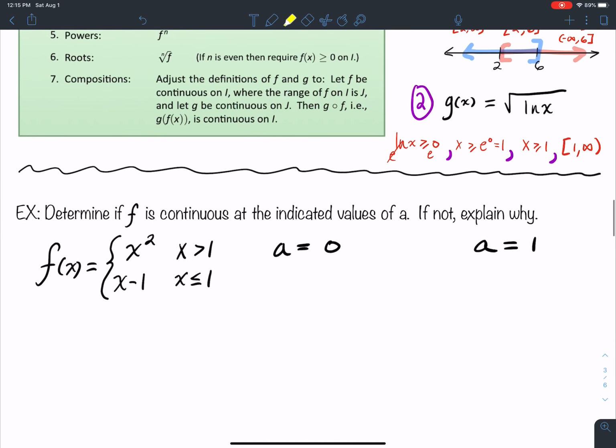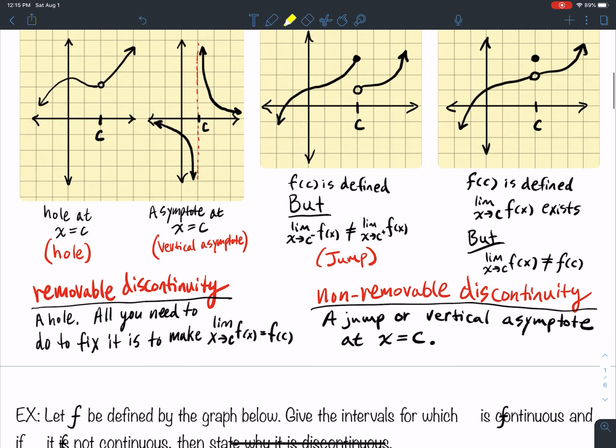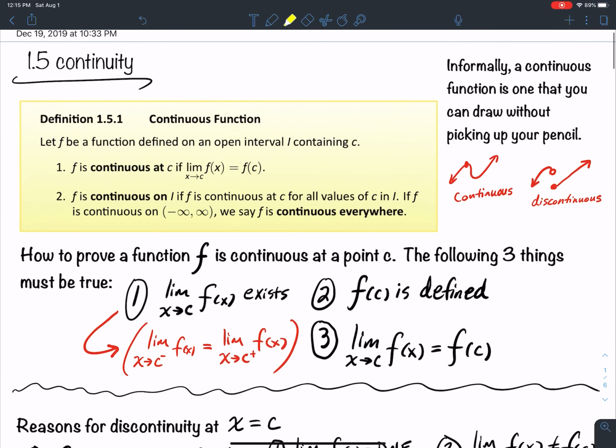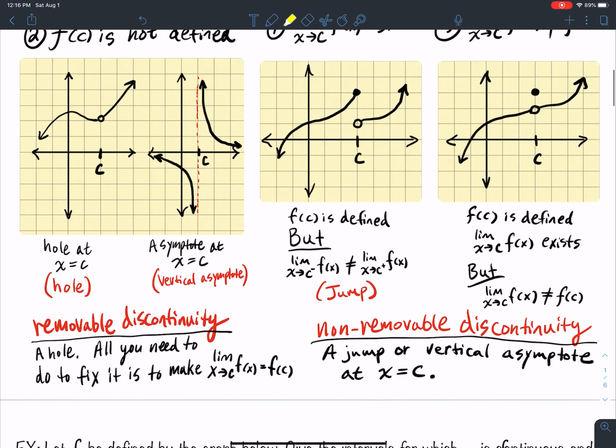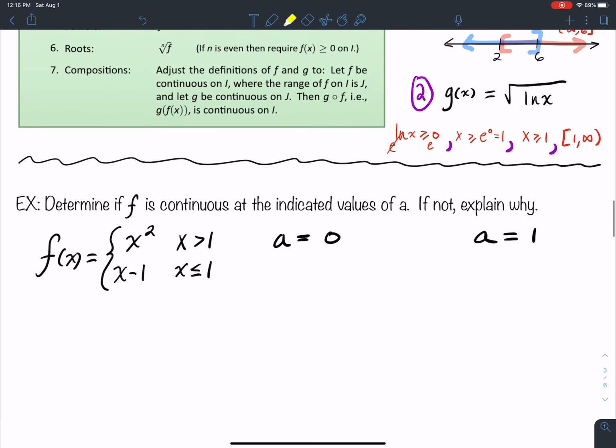So in this example, we're going to determine if f is continuous at the indicated values. This one, we're actually going to fall back on our definitions. We're given particular values. So how do we find that f is continuous at a certain value? We have to show that the limit exists, meaning that the right and the left are equal to each other. We have to show that f is defined, so it equals something. And then we have to show that not only is it defined and the limit exists, but those two things are equal to each other. If you show those three steps, then you've got it. Okay, so let's do that with this problem here.